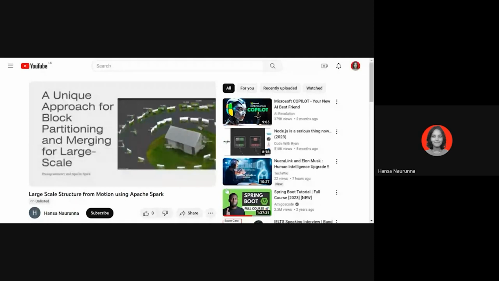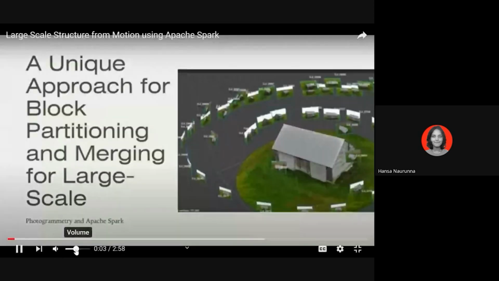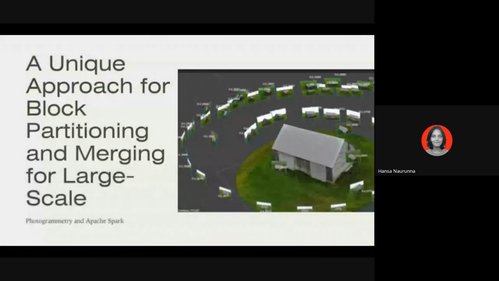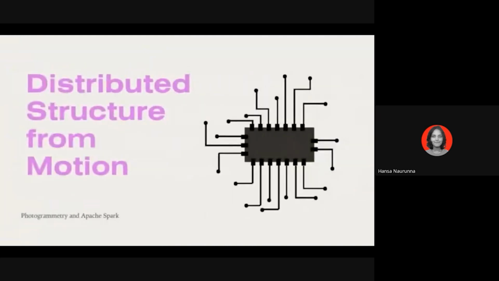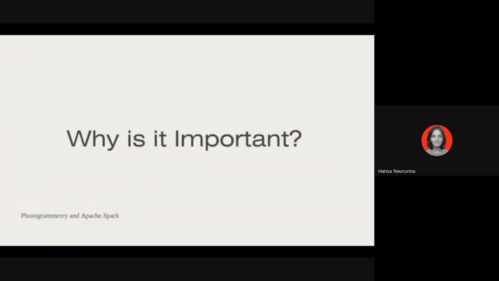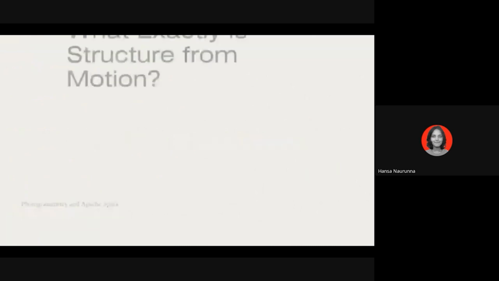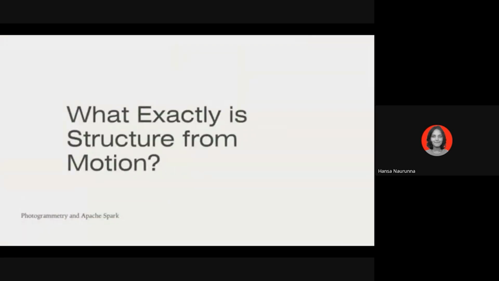A unique approach for block partitioning and merging for large-scale structure from motion using Apache Spark. When we break down the title, it essentially describes an approach for distributed structure from motion. But why is it crucial to distribute structure from motion, and what exactly does structure from motion mean?